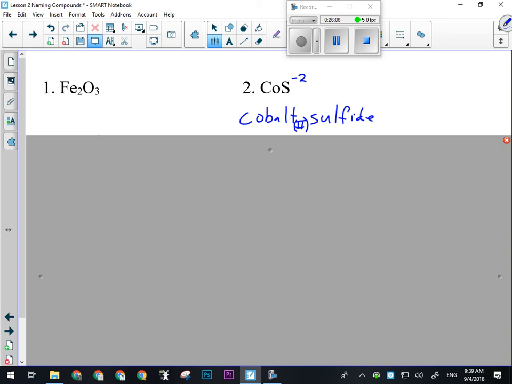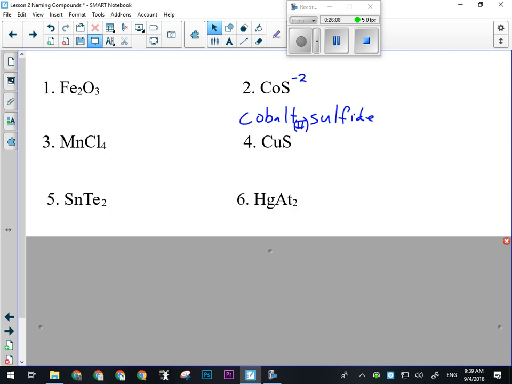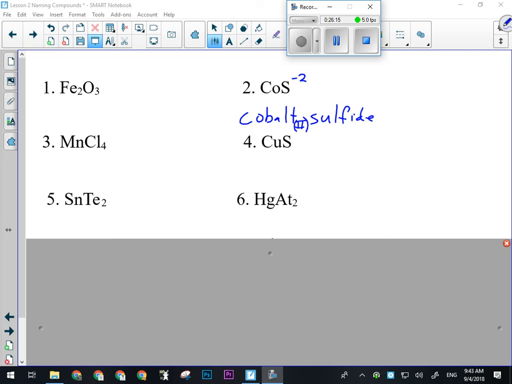All right. I'm going to have you guys try the next 4 here, see how you do, and then we'll go over them. Okay, so on number 3, I have Mn, which stands for manganese. Okay, and it's with chlorine, so this is going to be manganese with some Roman numeral, chloride.